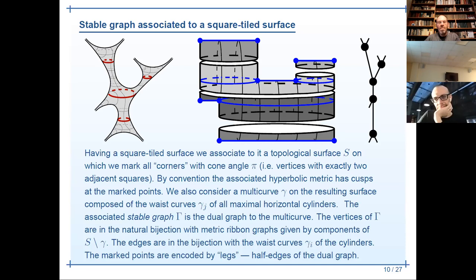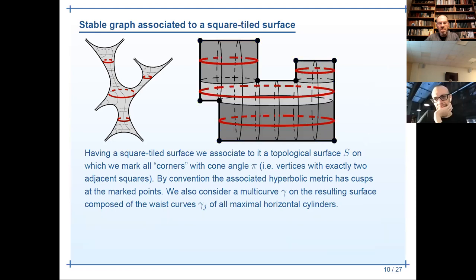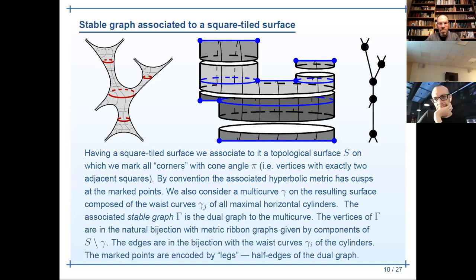Now, the picture in the middle. As you can recognize, I just took a tubular neighborhood of each red curve and took it out. So I chopped my surface along these red curves. We see that the resulting components correspond to vertices of the stable graph, and that the resulting components are nothing but ribbon graphs, which we have seen 15 minutes ago. And now I can tell you the strategy of how we will compute square tiled surfaces of given genus with given number of cusps.